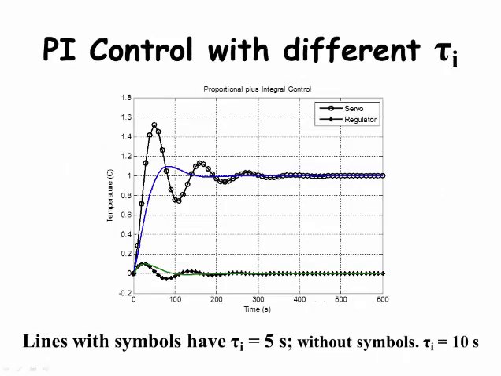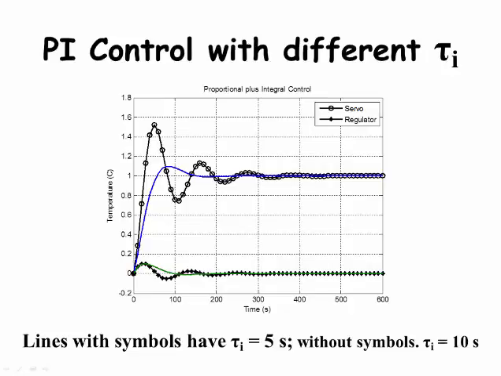Here are graphs for both the servo and regulator problems. The colored lines without markers are when the integral time was set at 10 seconds. The servo problem response has a lot less overshoot, and the output is within 5% by 150 seconds. The regulator response has about the same overshoot, but oscillates fewer times when the integral time is changed from 5 to 10 seconds.